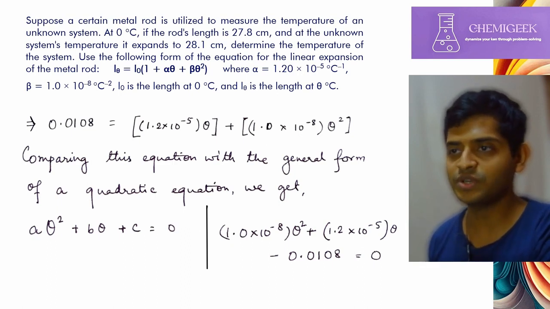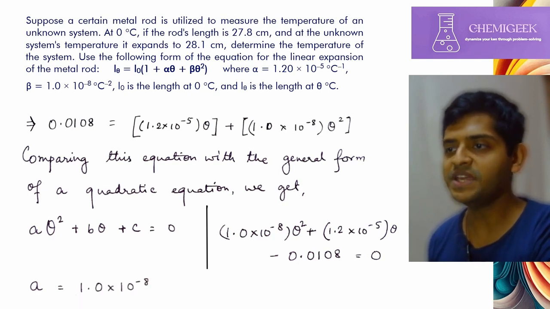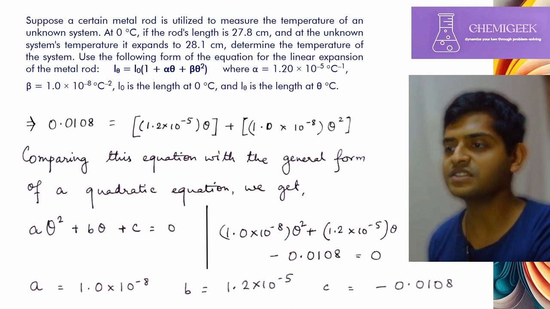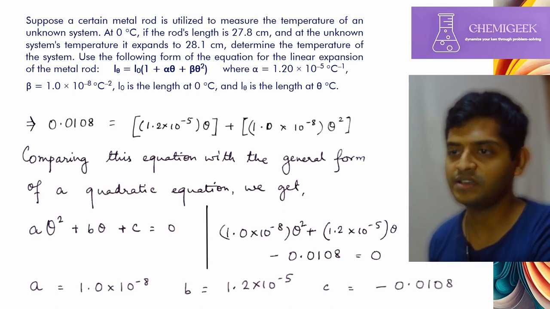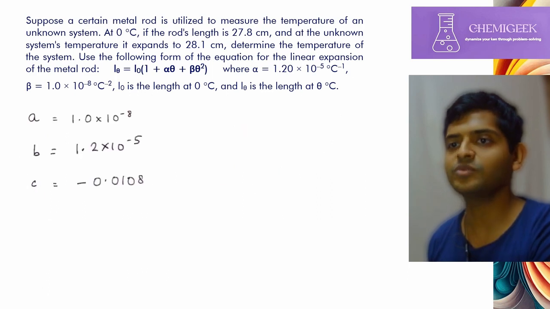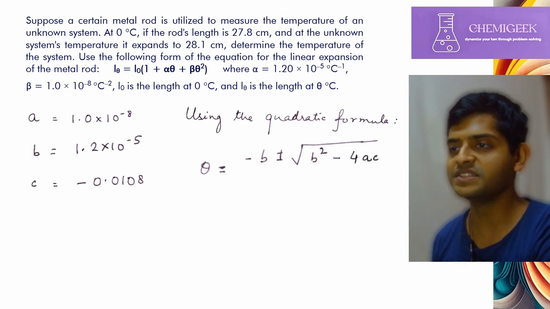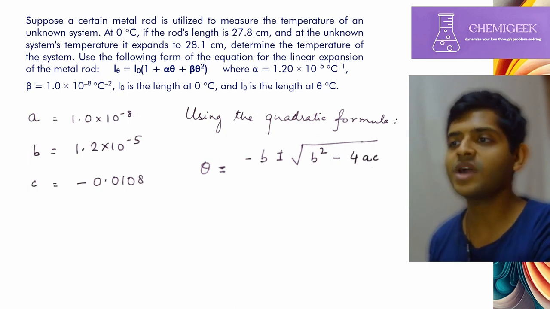So if we compare these two equations, this equation and this equation both are the same. So if we compare these two equations, A turns out to be 1.0 into 10 to the power minus 8. B turns out to be 1.2 into 10 to the power minus 5. And C turns out to be minus 0.0108. So if we use the quadratic formula, theta is equal to minus b plus minus root b square minus 4ac divided by 2a.